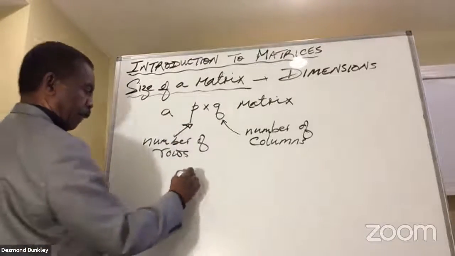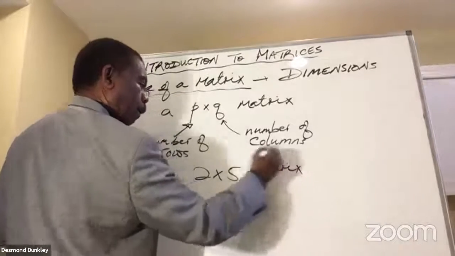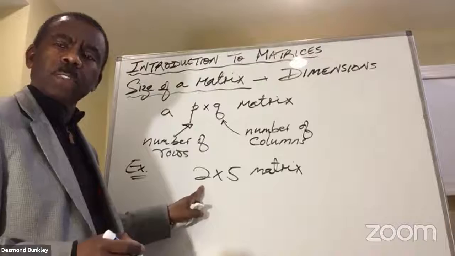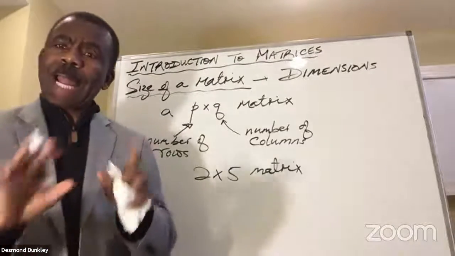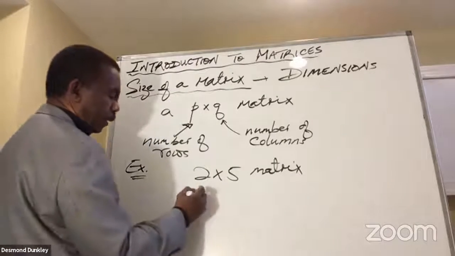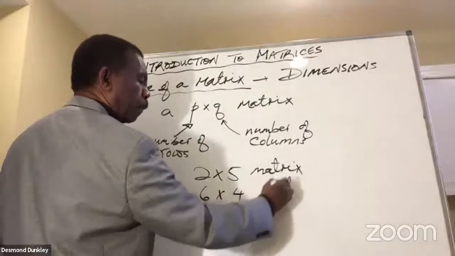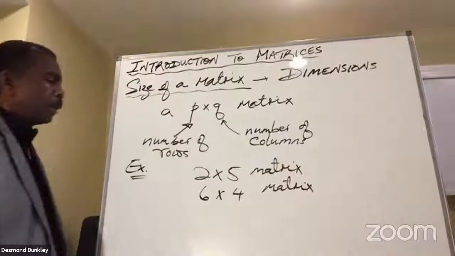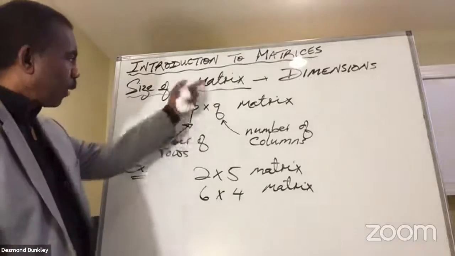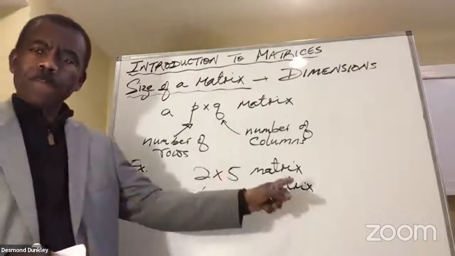For example, if you see this 2 by 5 matrix, that means you have 2 rows, 5 columns. How many items total? Well, 2 times 5 gives you 10 items. Okay? This one has 6 rows, 4 columns. So now we have talked about the dimension or the size of a matrix: the number of rows followed by the number of columns.